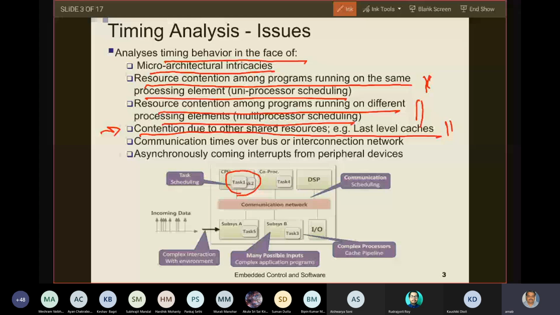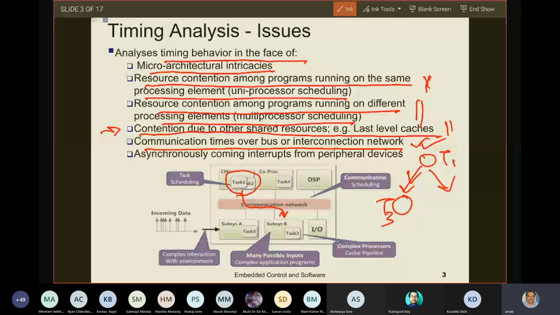Again, communication time over the bus or interconnection network is also important to analyze. As I said, these tasks may need to communicate data. Task 1 may need to communicate data to task 3, if you have a system like this. For this communication, you will require communication over the bus. And again, as the bus is shared, I need to properly schedule it so that all my times on the bus are correct.